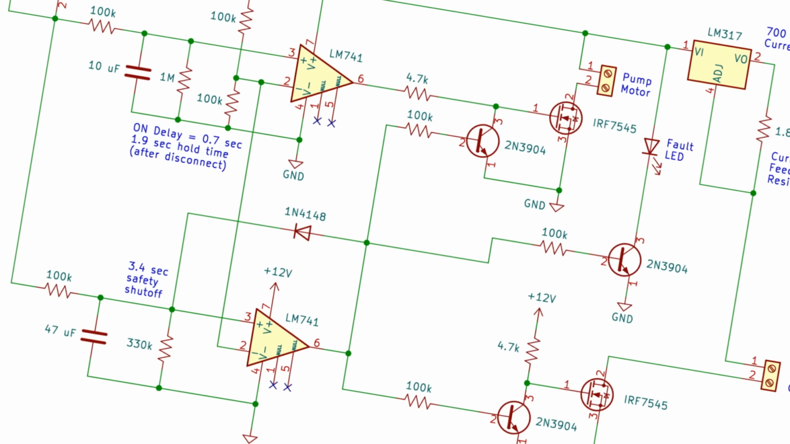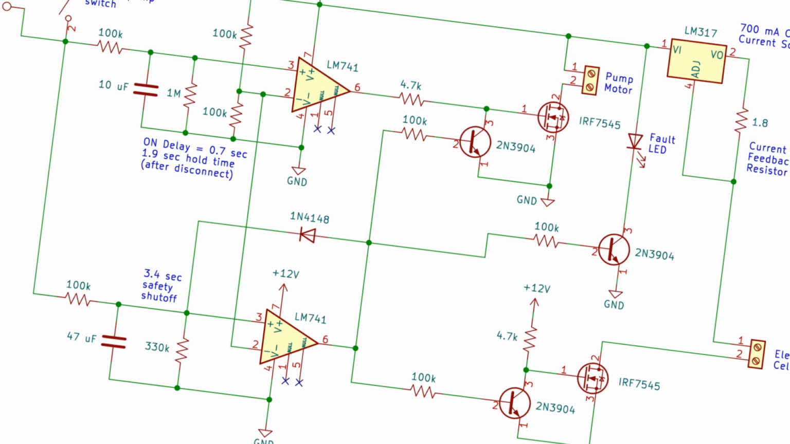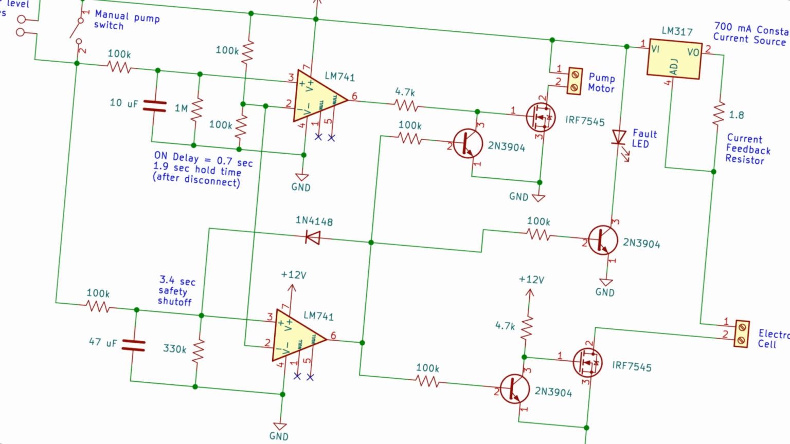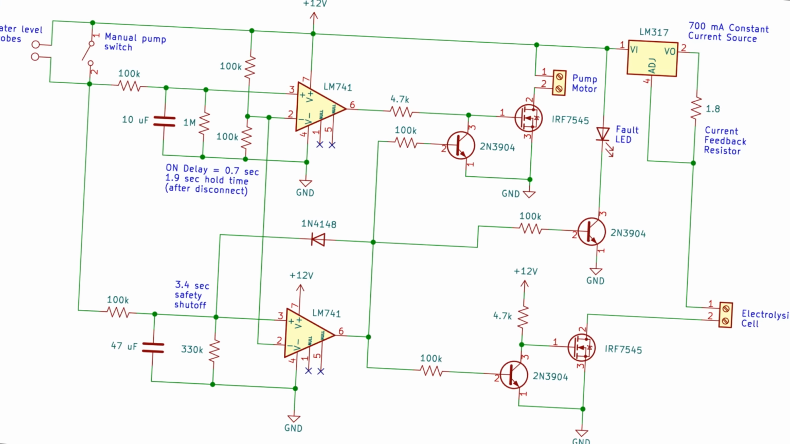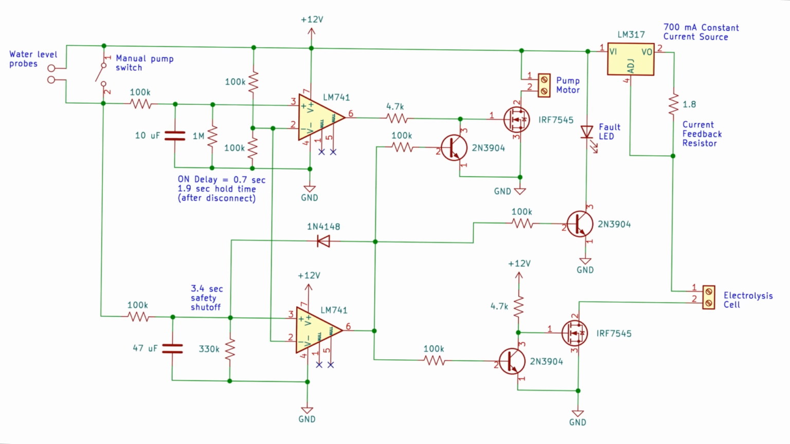Okay, back to the circuit. Let's start with the current control. I wanted to have a constant current power supply to the electrodes rather than constant voltage. By having a fixed current, I know theoretically how much gas should be produced, and I can compare that to the actual yield to determine the chemical efficiency. The electrical efficiency will suck, but I don't really care about that.